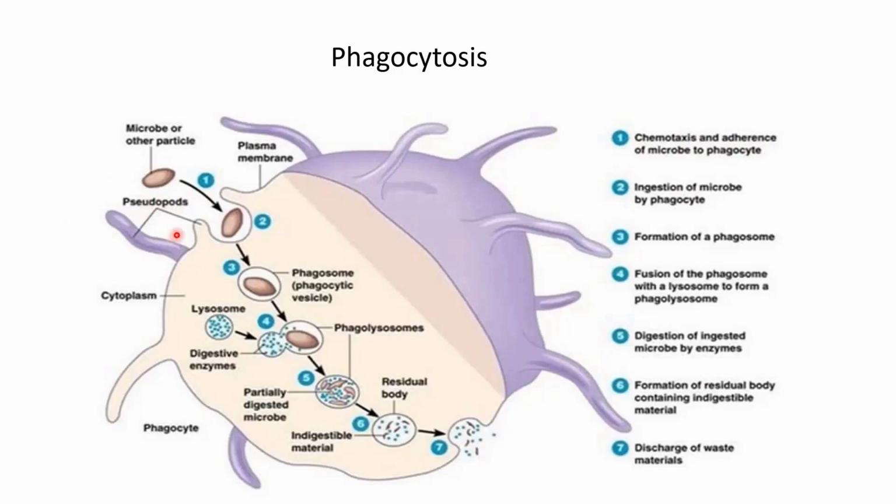Then it is going to phagocytose the cell, with formation of a phagosome, and fusion of the phagosome with a lysosome to form a phagolysosome. Fine. Digestion of the ingested microbe by enzymes. These enzymes are actually digesting the microbe. Formation of a residual body containing indigestible material, and then discharge of waste material. So all of this is happening at the site of injury.